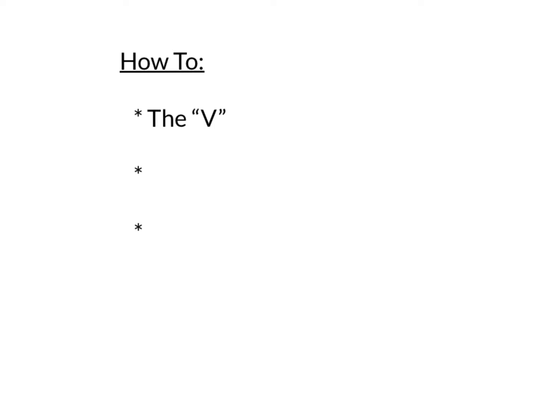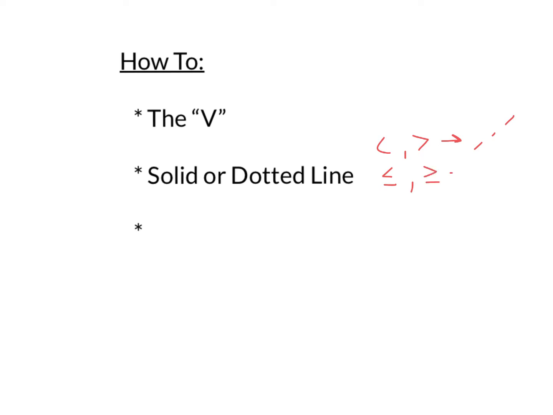Absolute values have that distinctive V shape, so we want to put that V in the right spot. The next thing we want to do is to determine whether we're going to have a solid line or a dotted line. And that works the same way that it did before. That is, if we are dealing with less than or greater than, that would mean we have a dotted line. And if we have less than or equal to or greater than or equal to, that's going to mean we use a solid line. The last thing that we have to worry about, of course, is shading. And we're going to determine that by testing a point.